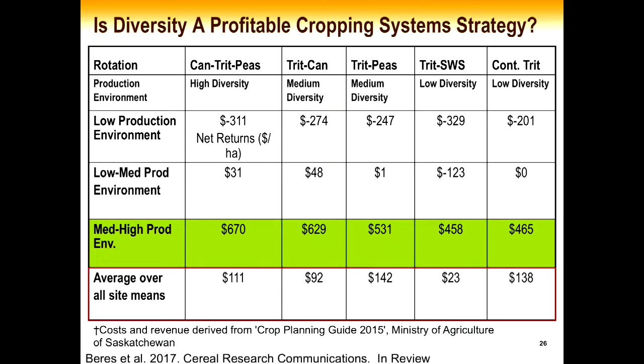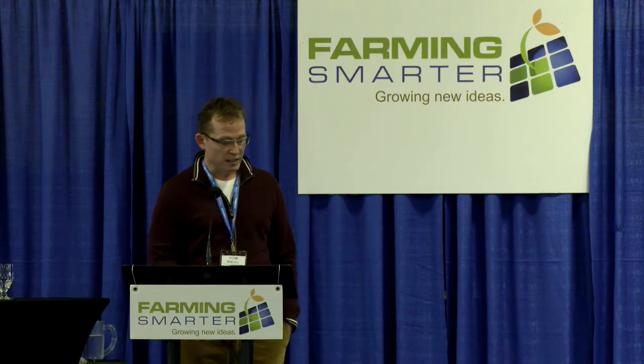The other nice thing about this one in the green was that in medium to high production environments, diversity pays and does beat triticale, and in this case canola. So the 2-year canola wasn't making as much money as a 3-year rotation that included the peas, at least in this scenario.